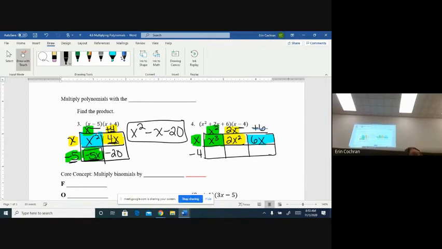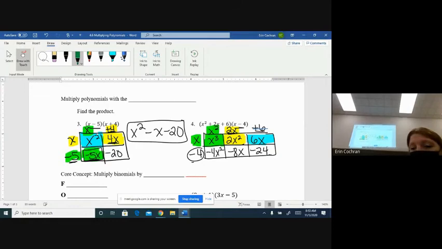Okay. So then the bottom, I'm going to take now -4 times each one of the tops, right? So what's -4 times x squared? -4x squared. -4 times 2x. -8x, good. And then -4 and a +6. -24. And now can we find our like terms and combine them?